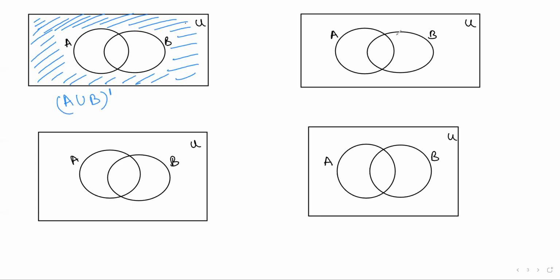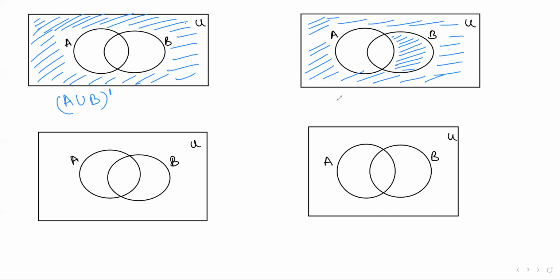If we shade anything except for A, anything except for A will be this part. So it can be written as A dash. Similarly, B dash can be written as anything except for B. So all the complete region beyond B, the complete region which is not present in B.